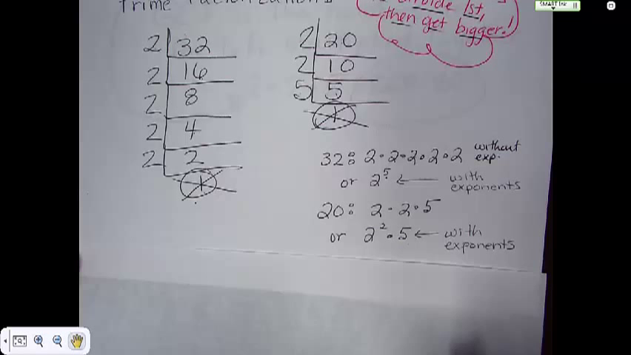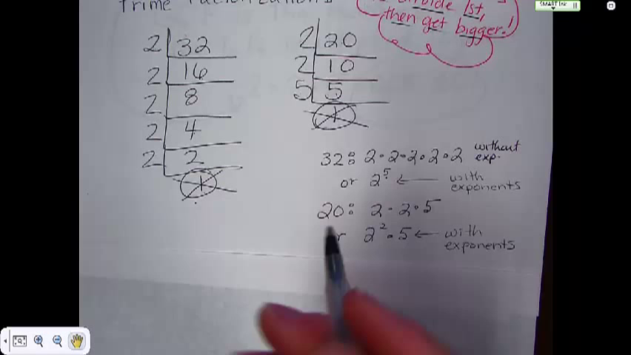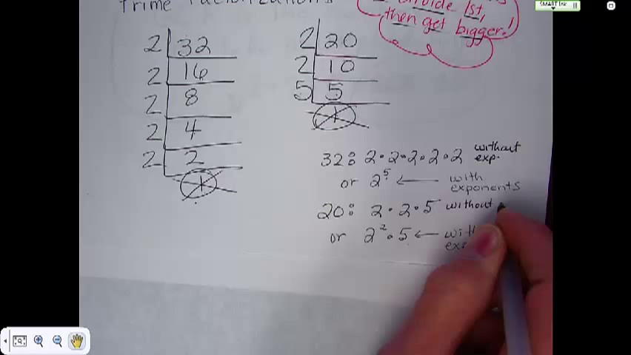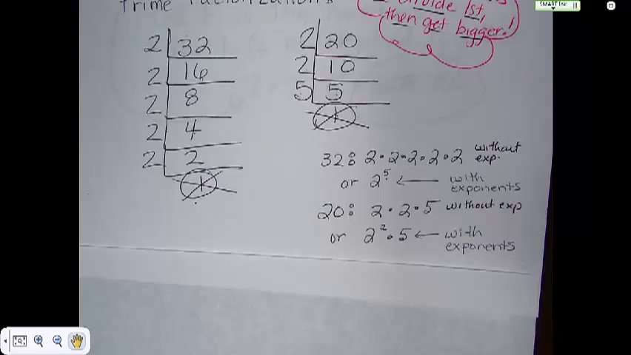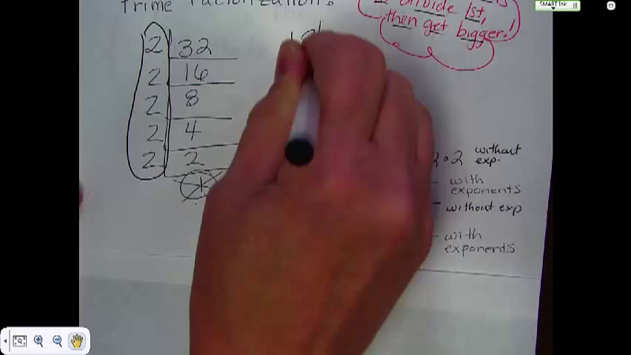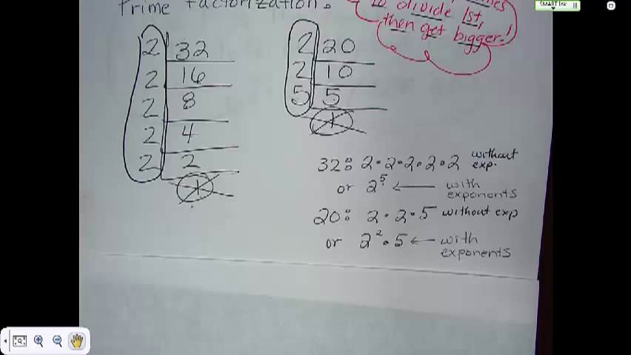Okay, and then over here you've got 20. 2 times 2 times 5, and that's without exponents. And below it's 2 squared times 5, and that's with exponents. And note, all we had to do was look to the left here, and we had all of our factors to write down in a row, in order, smallest to largest. Bingo, we're done. Okay? So that really is a slick way of doing it.